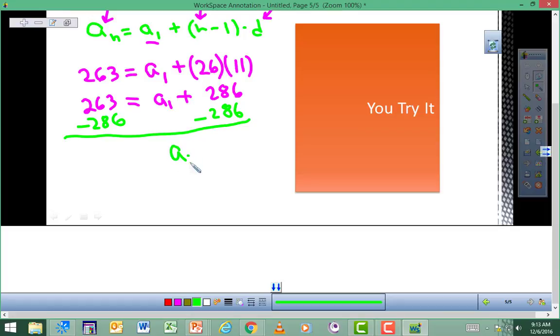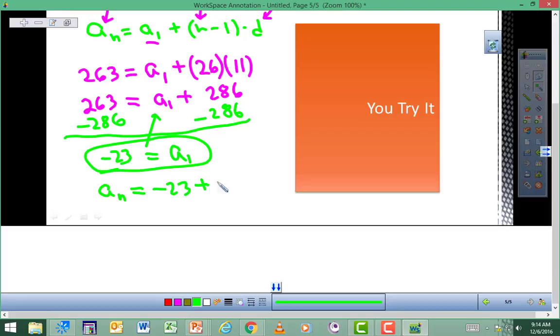And we get a sub 1 is equal to a negative number again, right? Let's see. 263 minus... We get negative 23. So once you get that, you can then write out the general term. A sub n is equal to negative 23 plus n minus 1 times the common difference, which is 11.